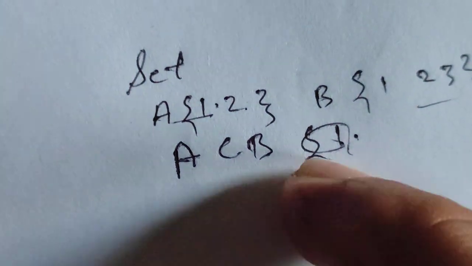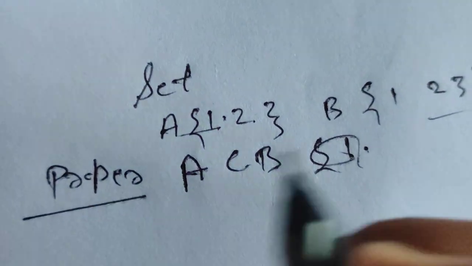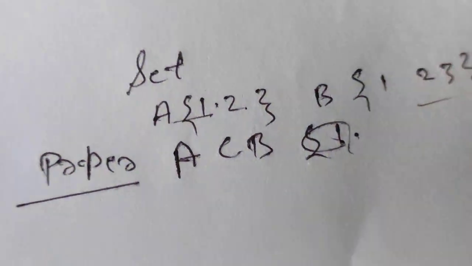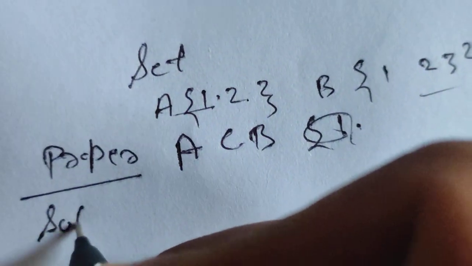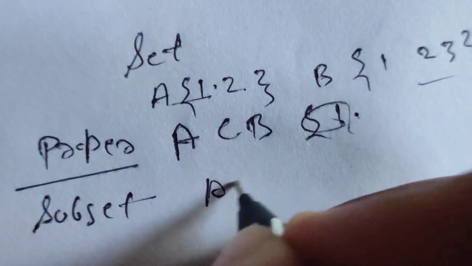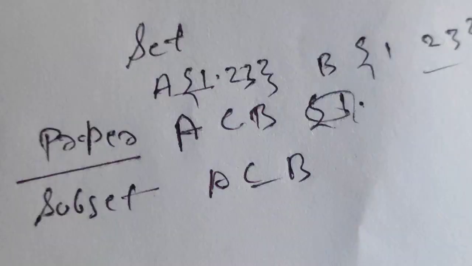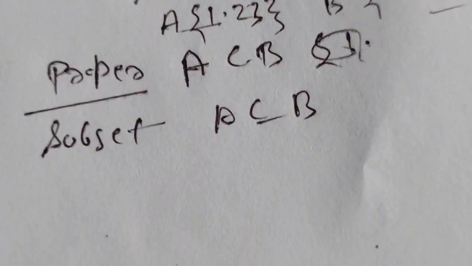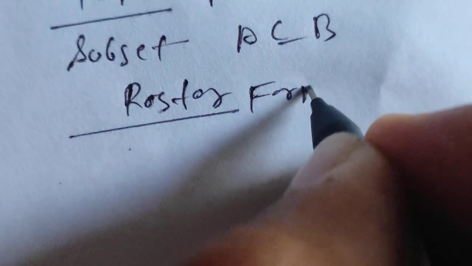Proper subset means the subset is only a part of it. And when we talk about a subset, generally it means all the values in A are also in B. Now we talk about the roster form. Now we're talking about what the roster form is.